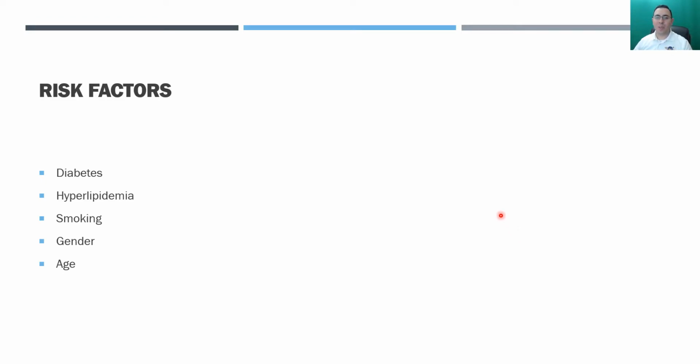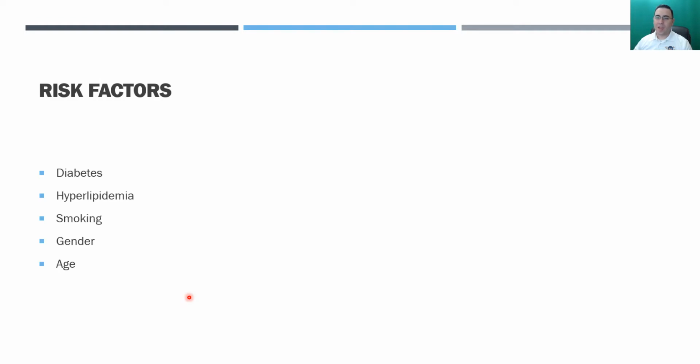Let me tell you something: cardiovascular disease is more common in men, and it tends to become more common in women after menopause, all right? And then age: as we get older, we have all these problems, and I think age is a risk factor for any type of disease, right?